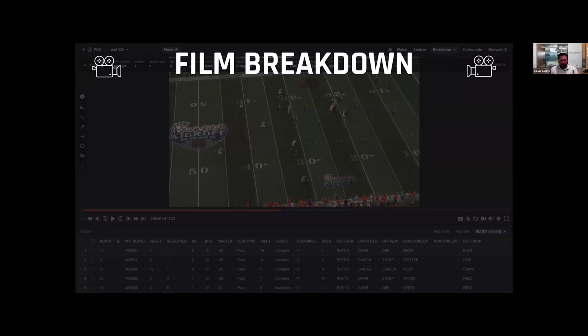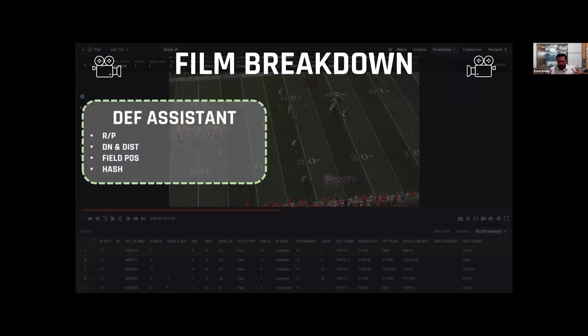The other part is when you're breaking down film, don't have a column set that's got every single category in there. Make a column set of just the things that you're trying to break down. For your defensive assistant or whoever you have on staff, the biggest things they need to get organized immediately are runs and passes on the film, down and distance, field position, and hash. If you're in a good region or league, the first thing I would tell you to bring up at league meetings is, can we share data for down and distance, field position, and hash? Don't let that be stuff that takes up your time.